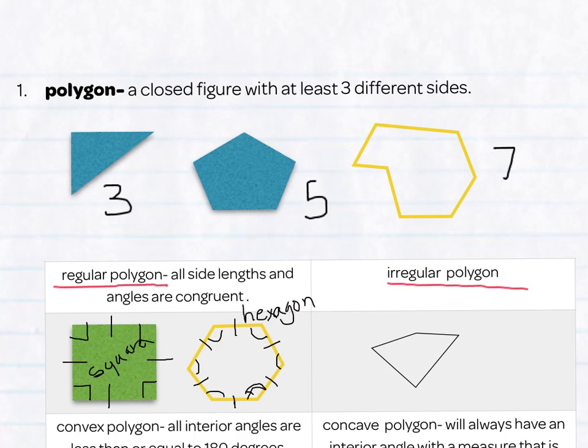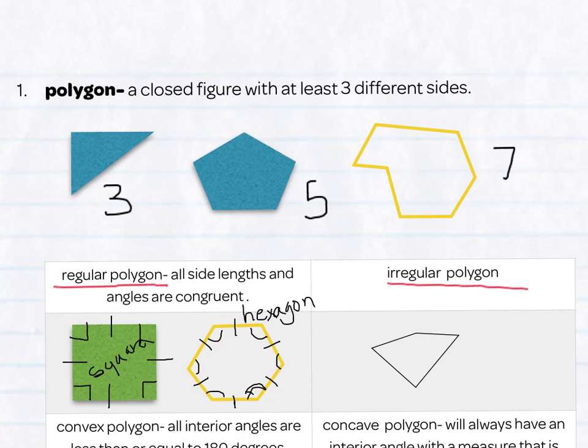An irregular polygon is going to be just the opposite of a regular polygon, which means that you could have all the sides be the same, but the angles would not all be congruent. Okay, or you could have some of the angles be congruent and then the sides not be congruent. So we can look at this and see that there's no markings on this, which indicates that none of these side lengths are the same.